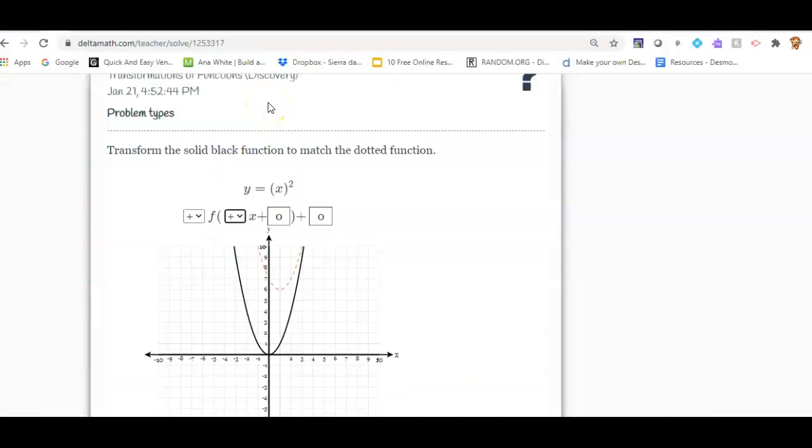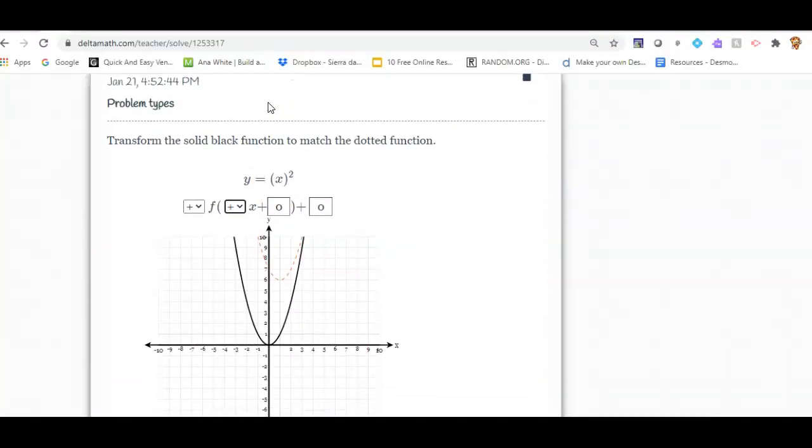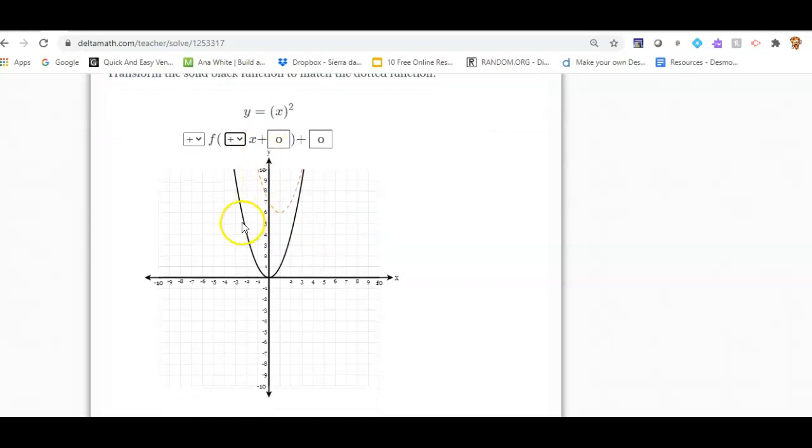So let's flip over to Delta Math. Right here it says try to get this black quadratic to line up on the dotted orange quadratic. Well, remember, putting a negative before the function makes it reflect over the x-axis. So if I change it to negative, you see it kind of flips. Well, that doesn't help because I wanted it to open up and now it's opening down. So I'm going to change it back. We did not need to do that.